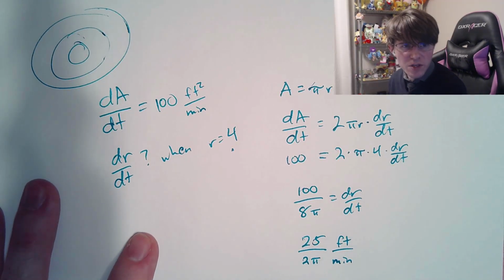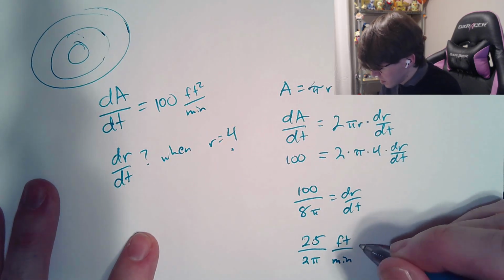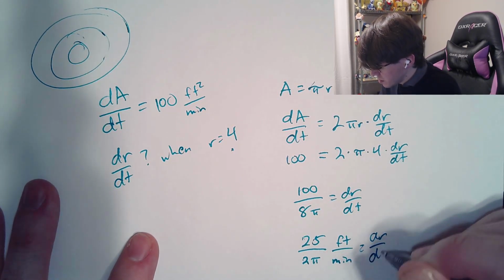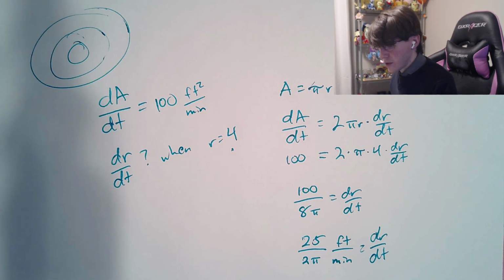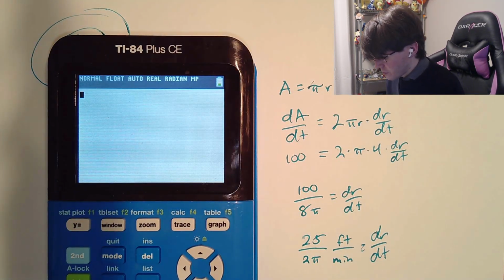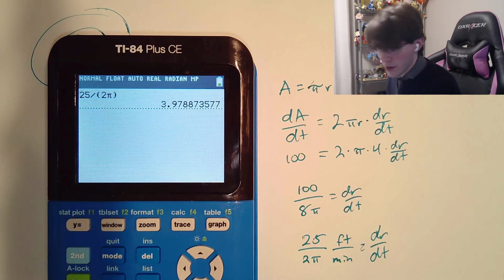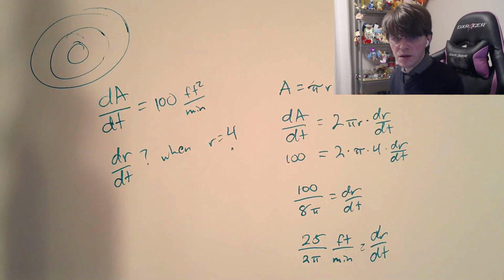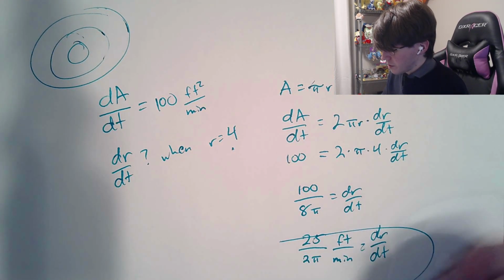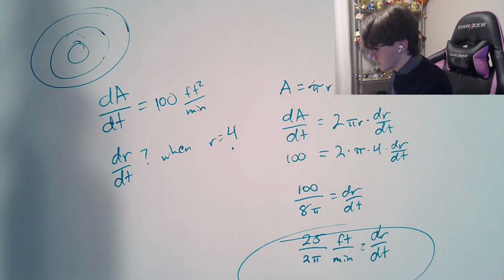Note how I don't have the squared on that one, because area is feet squared. This is just regular old radius is our dr over dt. And I saw in the answer key that they did use a calculator on it, which is kind of silly. Our calculator for the first time today, we got 25 divided by 2 pi. Almost forgot a parenthesis there. We get 3.97, which was the answer in the back. All right. Either way, I prefer the exact answer, and I wouldn't be surprised if your teacher does too.